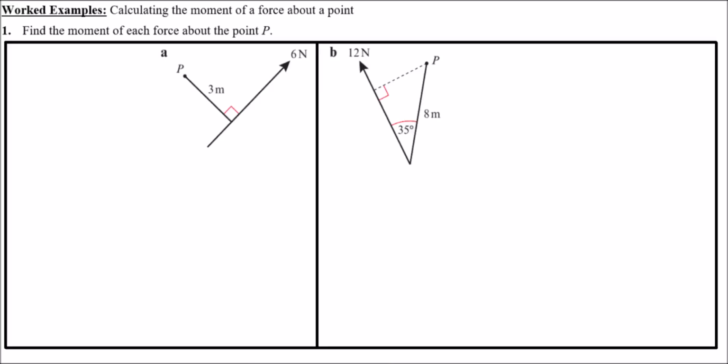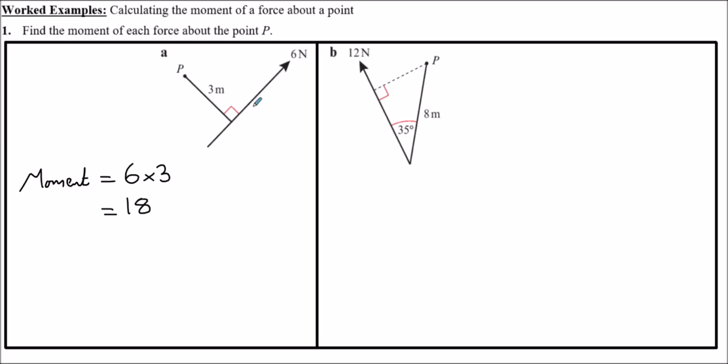So, worked example 1a, find the moment of each force about the point P. So for this one, the moment of that 6 Newton force is the magnitude of the force, it's a 6 Newton force, multiplied by the perpendicular distance between this force line and P. We already know the perpendicular distance, it's told us it's 3, so it's going to be 6 multiplied by 3, 6 times 3 is 18.